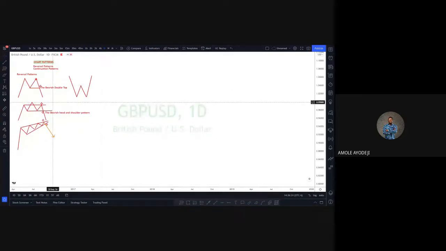And for this, you'll see that this is the neck. This is the neck. So once this happens like this, some people will target this second bottom and enter here. Some will target here. Some wait for a break of this neck, a retest, and enter at the retest.